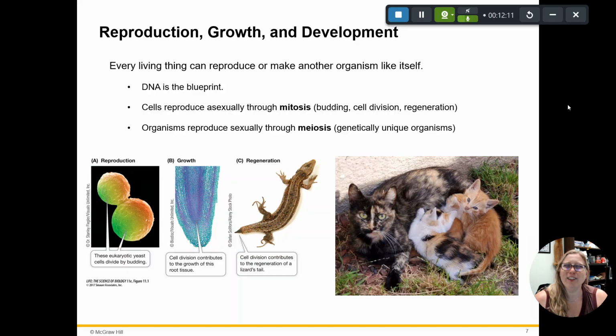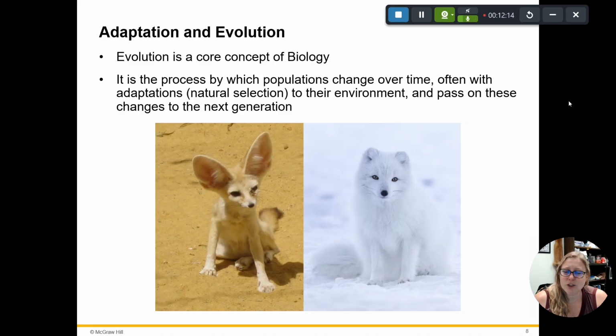Next is a huge thing. Evolution is a core concept of biology. There are a couple of major theories of biology: the cell theory, okay, the theory of inheritance, and the theory of evolution. Evolution is a process by which populations change over time in response to external pressures, okay? And that external pressure is called natural selection. Individuals who are best adapted to their environments are going to survive and pass on those genes to their offspring through reproduction and growth and development.